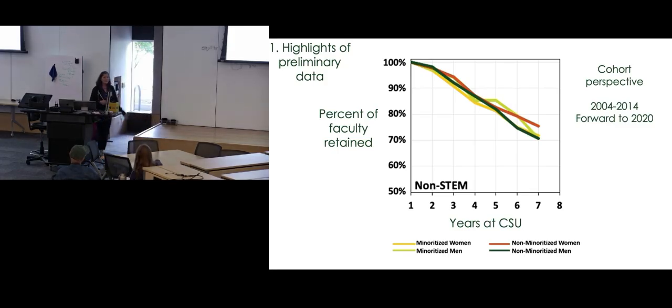So I convinced her to take this kind of cohort, more demographic perspective, where we gathered together essentially data on faculty members that had started over a broad period of time and tracked whether they stayed or left CSU for a 7-year period. And we could break that down by grouping people together into 4 groups: men and women, recognizing that gender isn't a binary, and then minoritized and non-minoritized people.